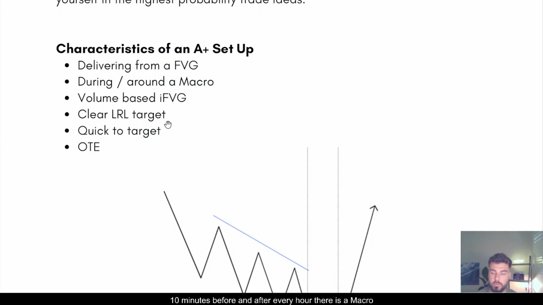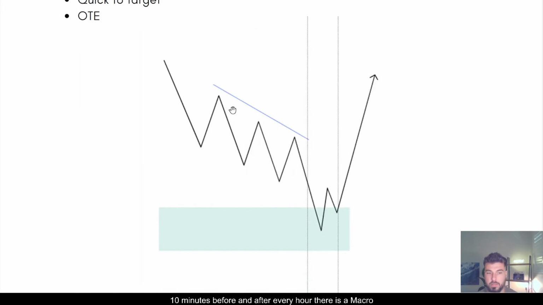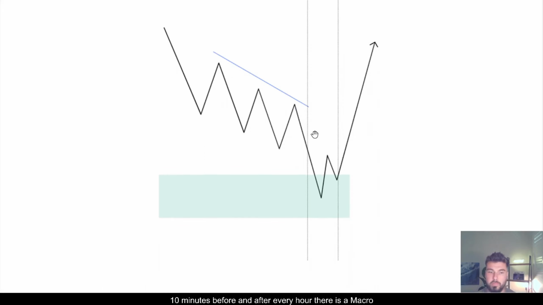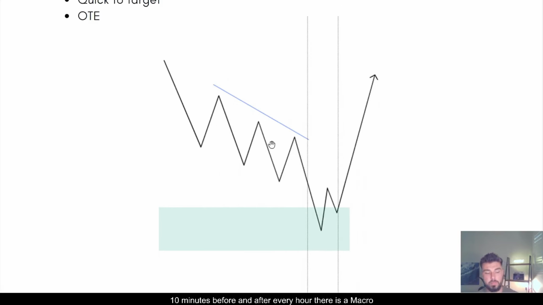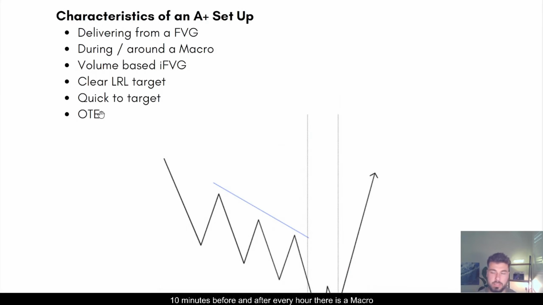Fourth one is making sure I've got a clear target, ideally low resistance liquidity, and we'll get into some examples in a second. Number 5 here is quick to the target. I don't want price to muck around too much. If I've got low resistance like this, I've got price stepping down, and that's like your trend line liquidity. If we react during a macro from a fair value gap and create an inversion, I don't want price to muck around. I want price to get there quick, especially if it's low resistance liquidity. Keep that in mind. And the last point here is simply using discount premium, very basic concept.